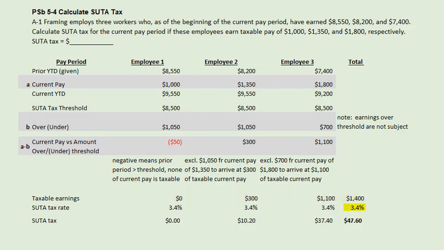We sum up the taxable earnings of the 3 employees, and we apply the SUTA tax rate that we assume for this class, 3.4%, and we arrive at the solution for this problem, $47.60.